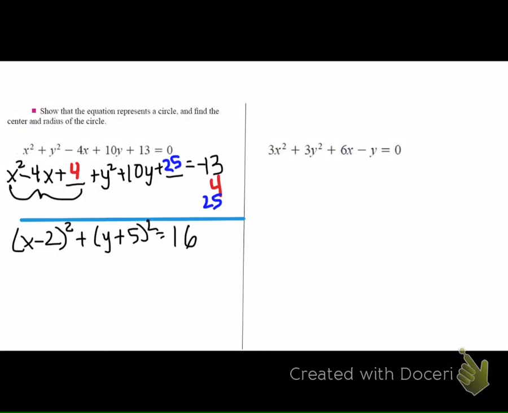Hopefully you guys can see that we have our equation as our final. We're going to get our center to be (2, -5), and the radius is going to be 4.